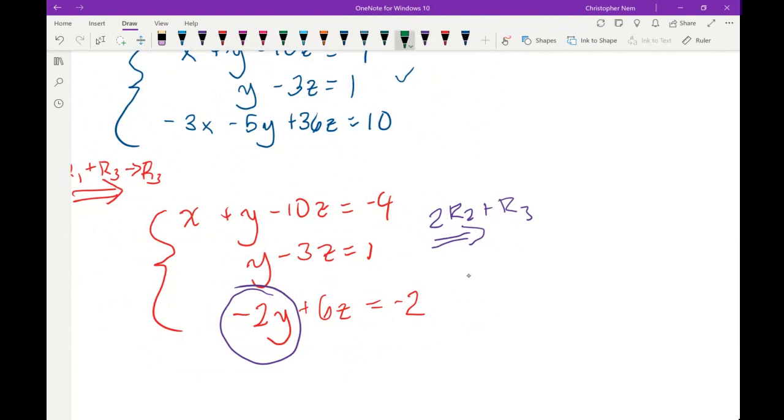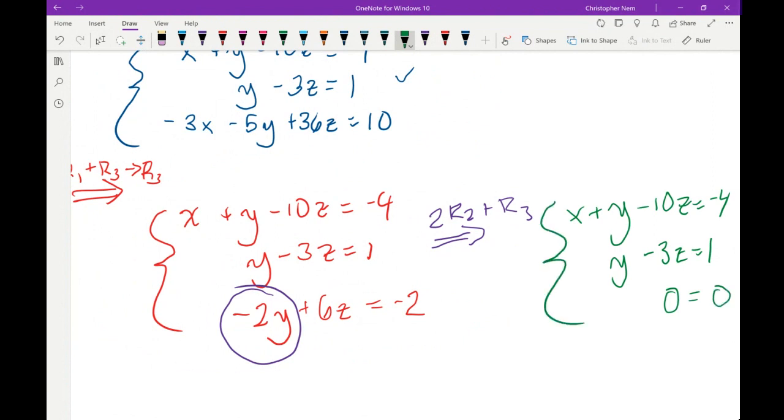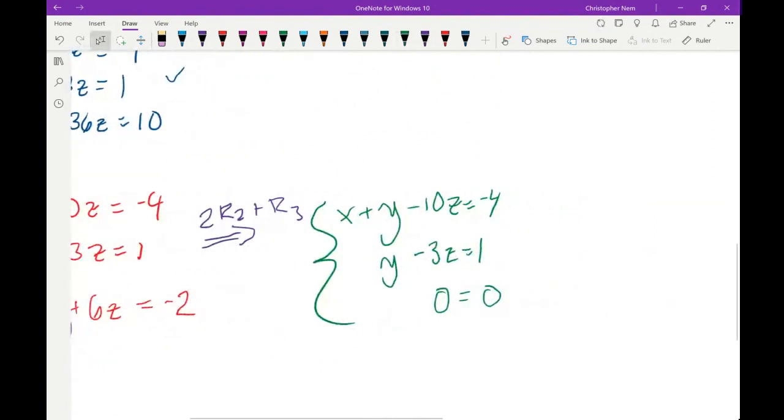So now I have x plus y minus 10z equals negative 4. Y minus 3z equals 1. And then if I multiply that by 2, this becomes zeroed out, so there's no more y's. 2 times negative 3, that's negative 6, so this becomes 0 equals 0. And in this case right here, this is our x row. So we have an x, we have a y over here, but I don't have z solved out. So this means that z is a free variable.